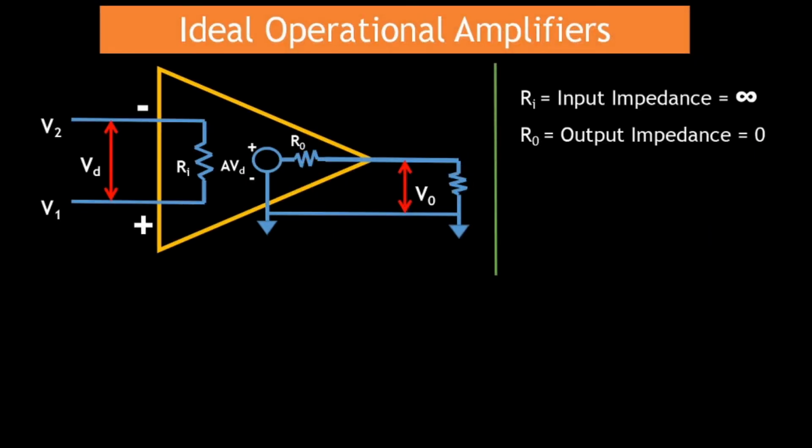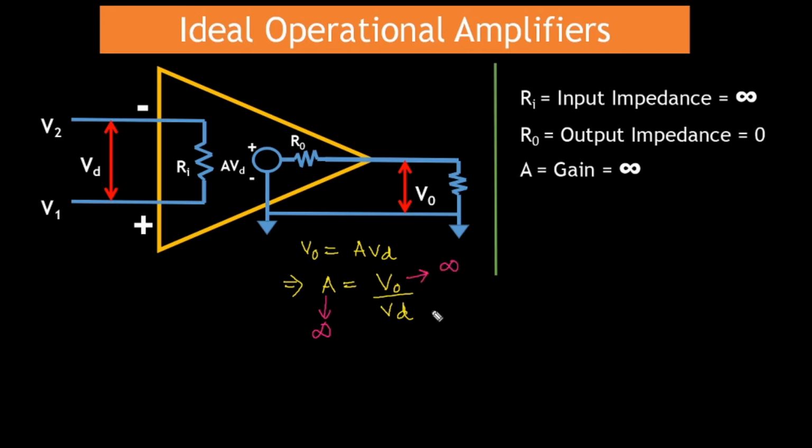The third characteristic of an ideal op amp is that the open loop gain of the op amp will be infinity. Now we know for an ideal op amp we got V0 equals A into Vd, where A is the open loop gain. So A will be V0 by Vd. In order for gain to be infinity, either the value of V0 should be infinity or the value of Vd should be 0.